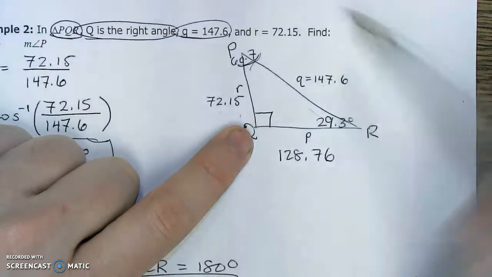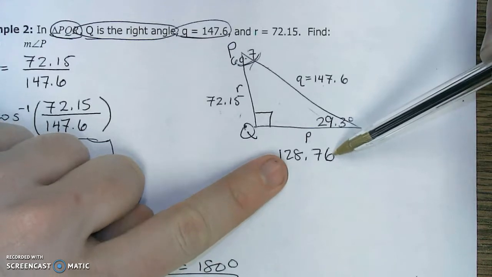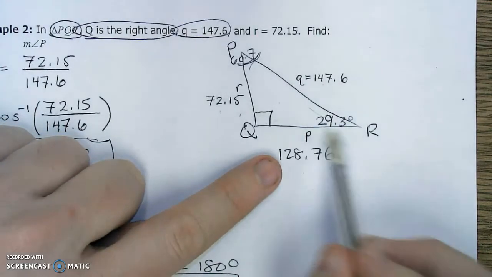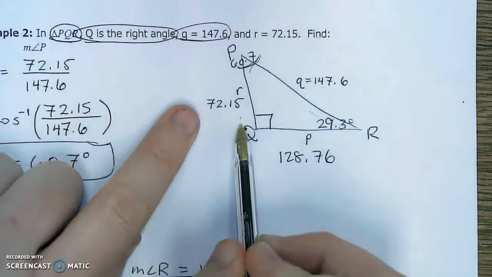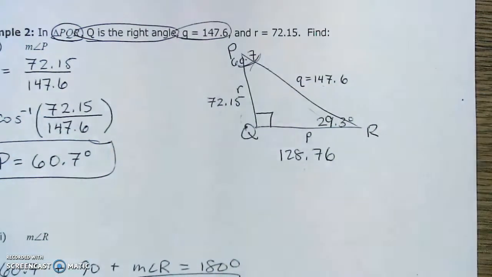Then we look at the angles. 60 is the next largest, so that side should be the next largest, 128. And angle R is the smallest, so that should have the smallest side. And these are all kind of similar numbers, and so the answers should make sense.